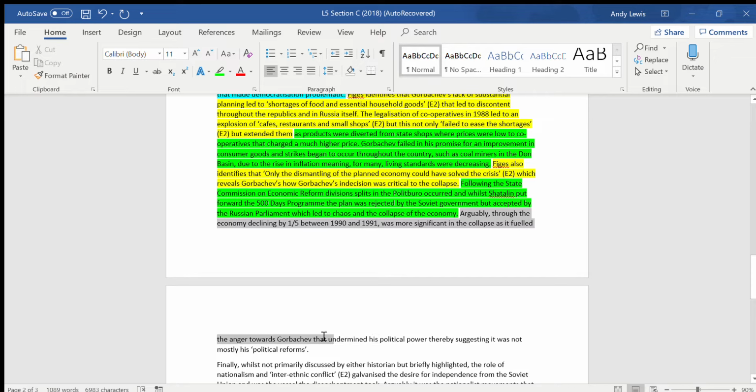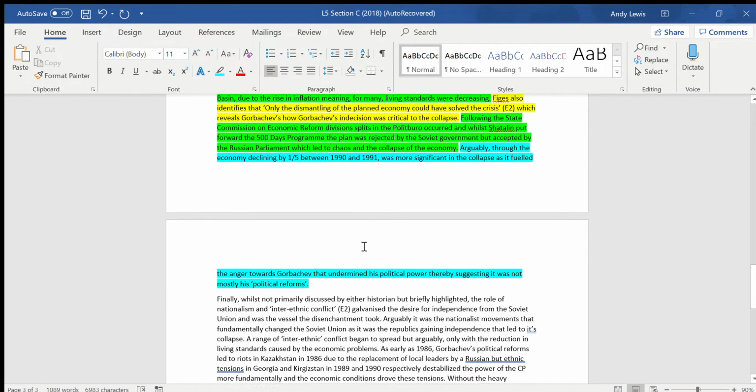Arguably, the economy declining by 1/5 between 1990 and 1991 was more significant in the collapse as it fueled the anger towards Gorbachev that undermined his political power, thereby suggesting it was not mostly his political reforms.